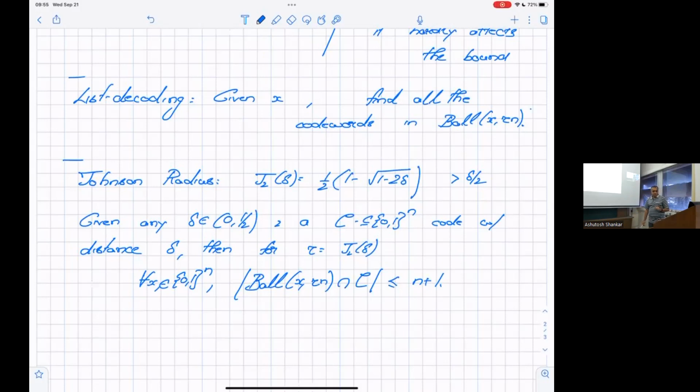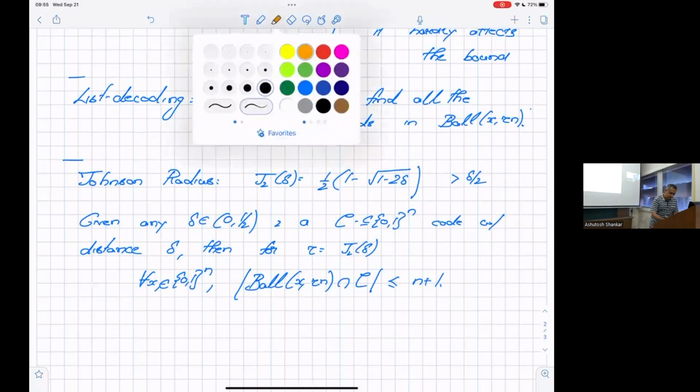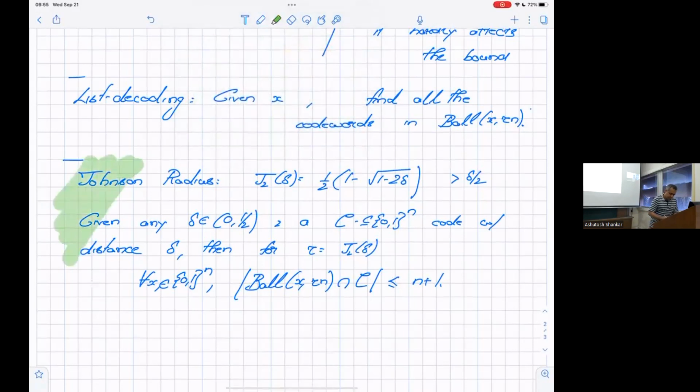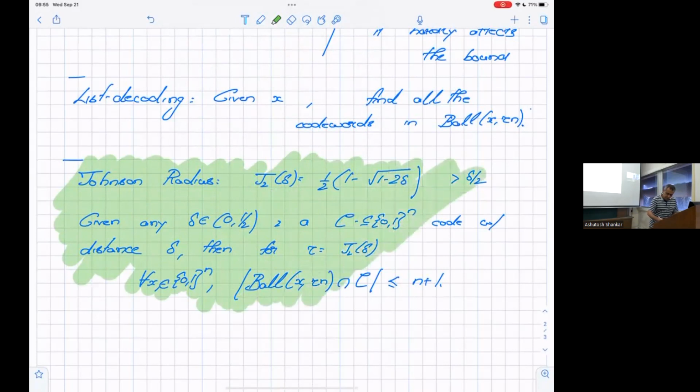Okay, the Johnson radius will repeatedly make its entry in this course. You see this number coming again. Today we will now prove this. We have all the tools to prove this. We have seen it. So is the statement clear?